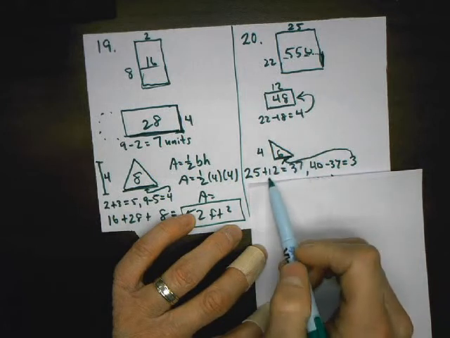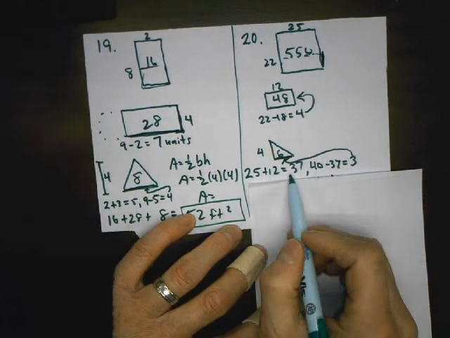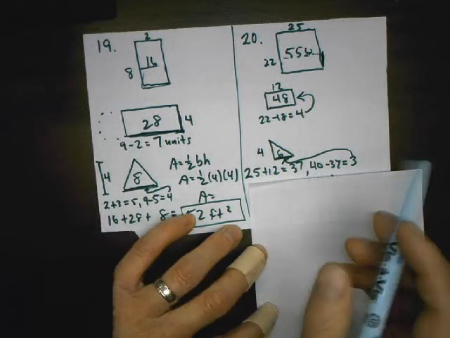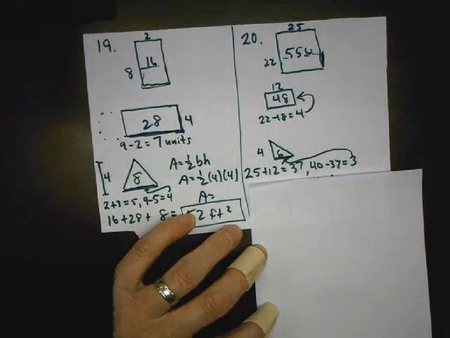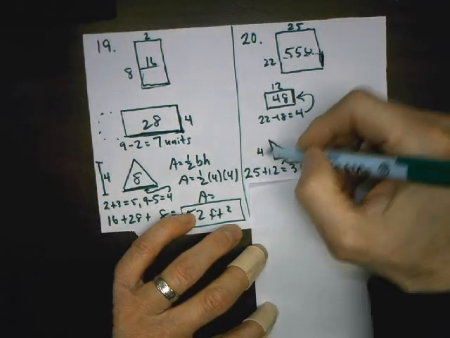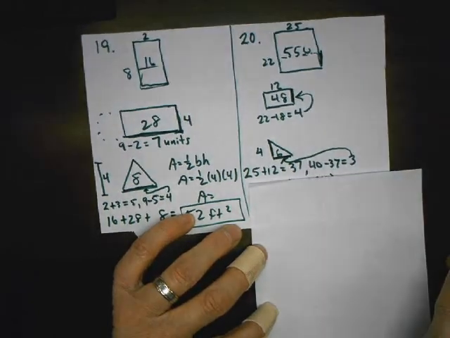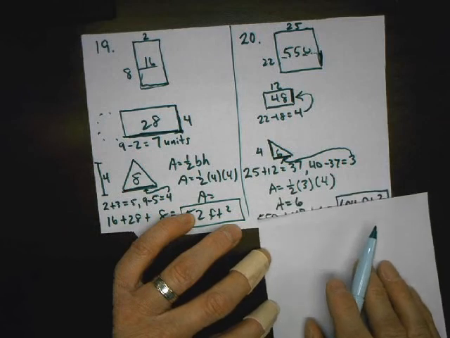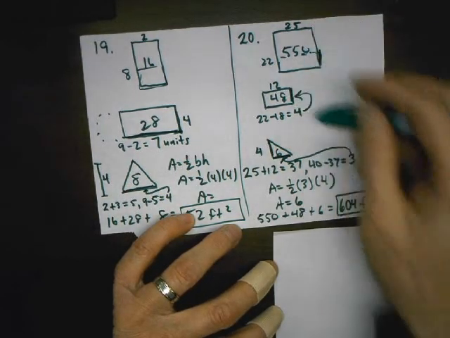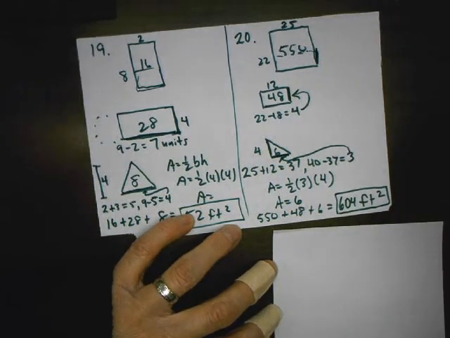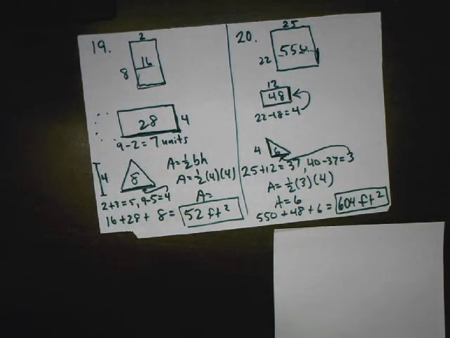Okay, I can add up 25 and 12, look at your diagram and see where I get that, to get 37. Subtract that from all the way across, subtract that from 40, and we see that the base of the triangle is 3. We got the height from this part right here, that's the same as that, that's 4. 1/2 of 4 times 3, or 1/2 of 12 is 6. So we got 550 plus 48 plus 6. Add those up in your calculator, you get 604 feet squared.